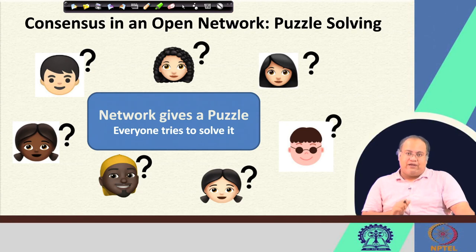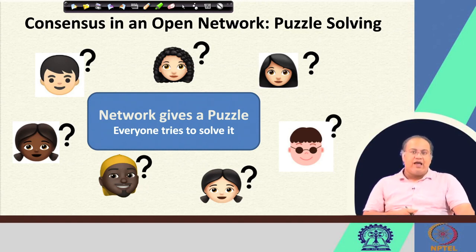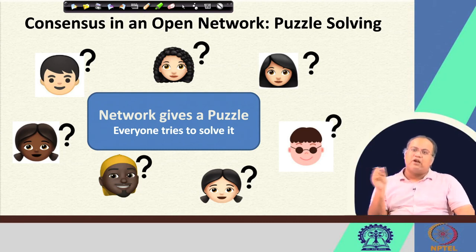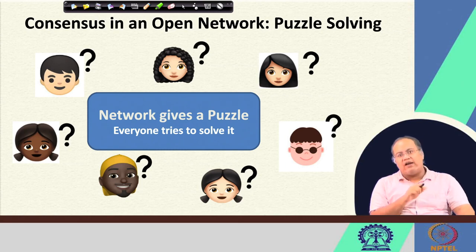Now, from here comes the interesting idea. What type of puzzle do I have to give? I have to give a really difficult puzzle, because if I just throw a simple puzzle, then what might happen? Multiple people can solve the puzzle simultaneously. Now, when multiple people are solving the puzzle simultaneously, my original objective gets violated.